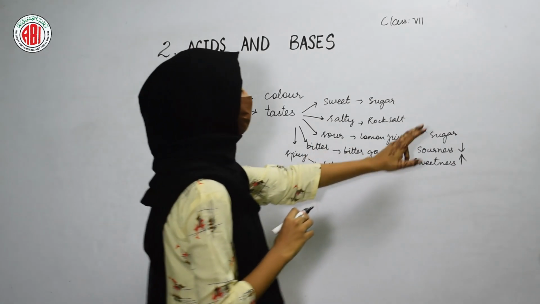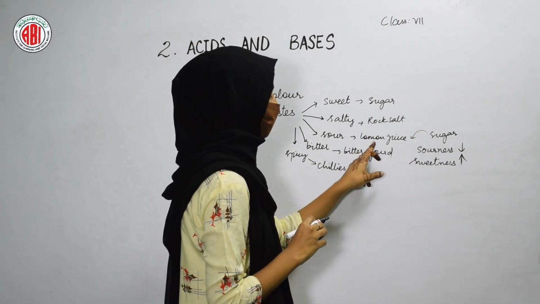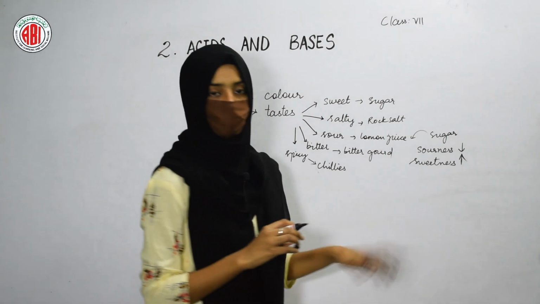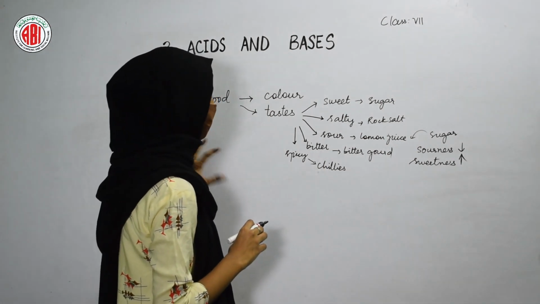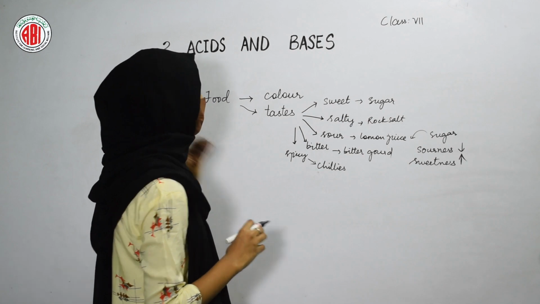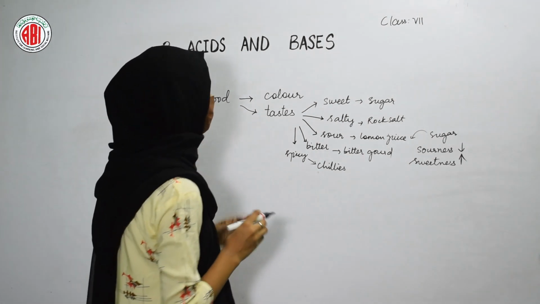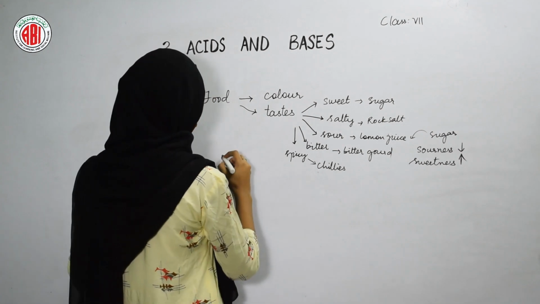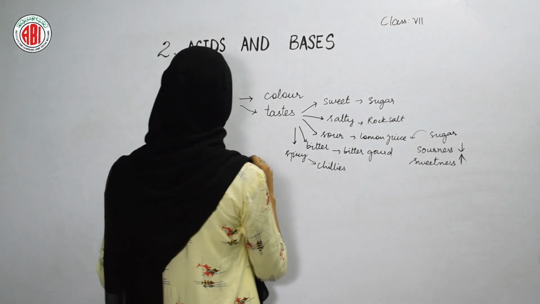When we add sugar into the lemon juice, we can decrease the sourness of the lemon juice, and the sweetness can increase. In such a way, when substances are added to other substances, the taste can change. Likewise, the color of different foods also changes when other substances are added into it.